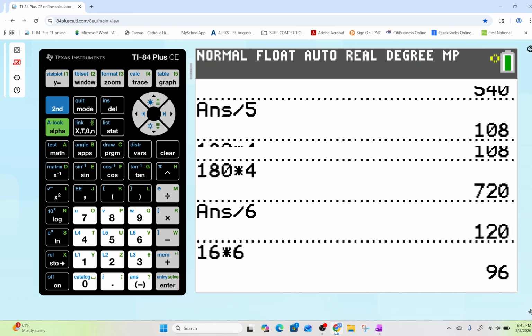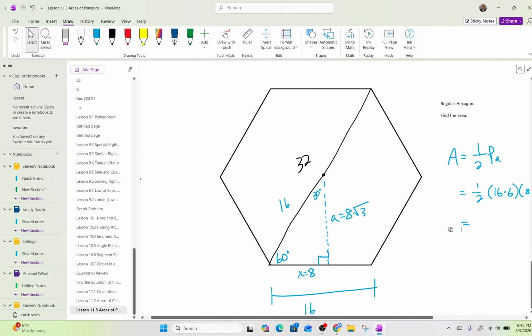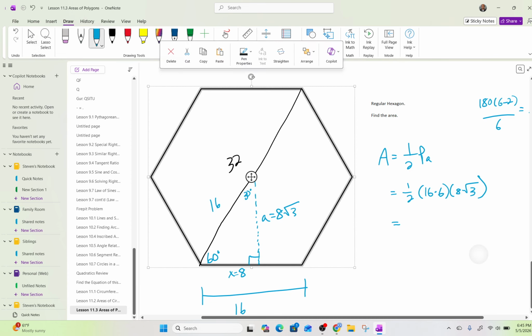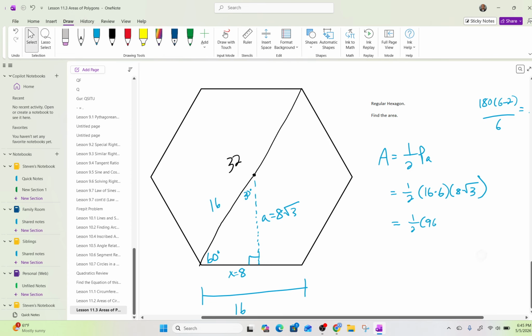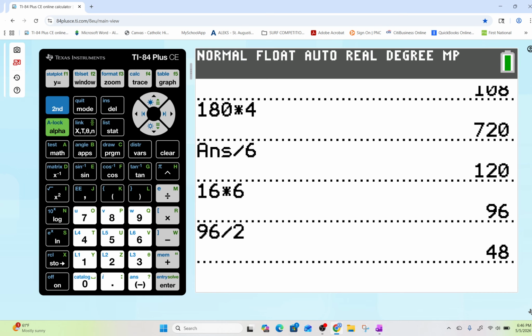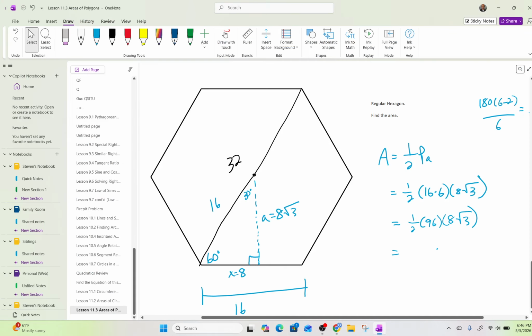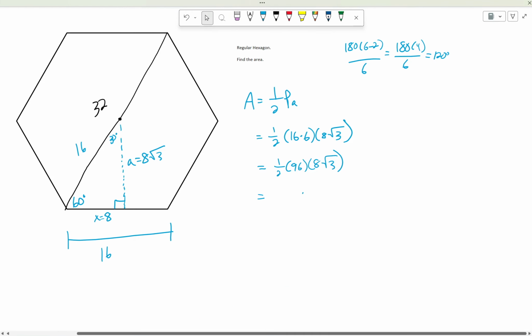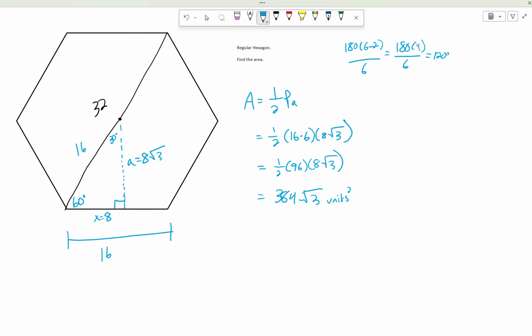16 times 6 is 96. So 1/2 of 96 times 8 rad 3. Okay? Half of 96, and then we're going to multiply times 8. So 96, half of it, and then times 8. So 384. So this will be 384 rad 3. And that's units, because we know what they are, and they're going to be squared, and that's it.